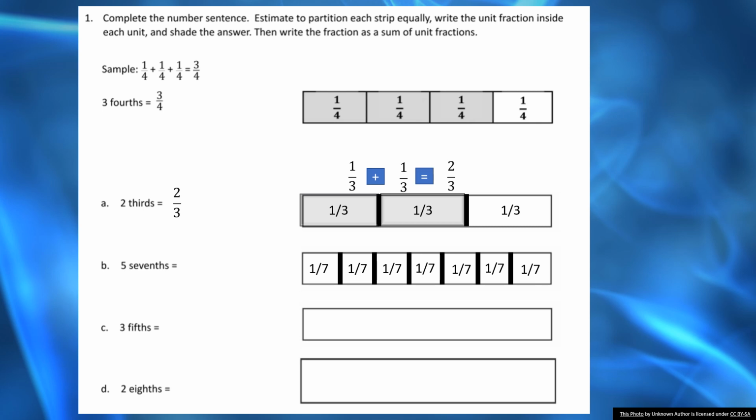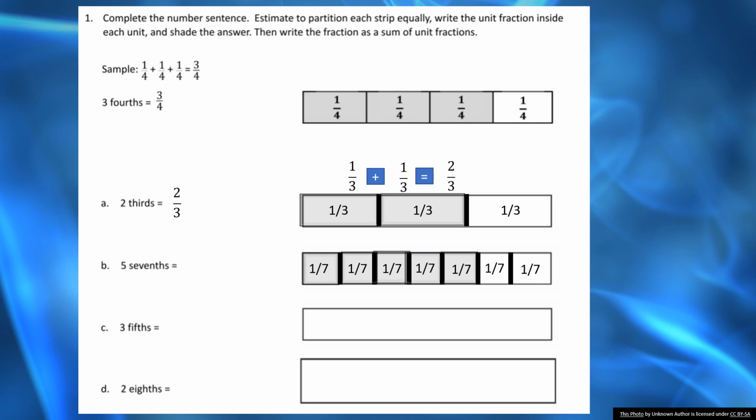Now, once we do that, we're supposed to shade the fraction that's shown, which is 5/7. So, how many 7ths do we need to shade? Right, 5 of them. So, we're going to shade in 5 of the 7ths. 1, 2, 3, 4, 5. So I've shaded in 5 of the 7ths.